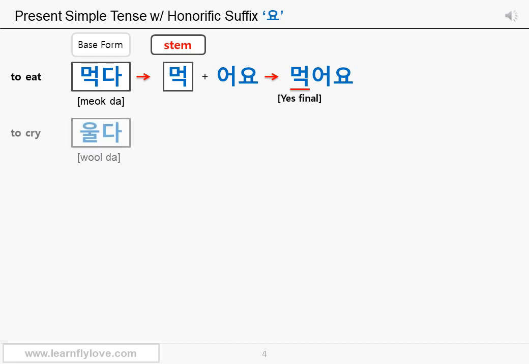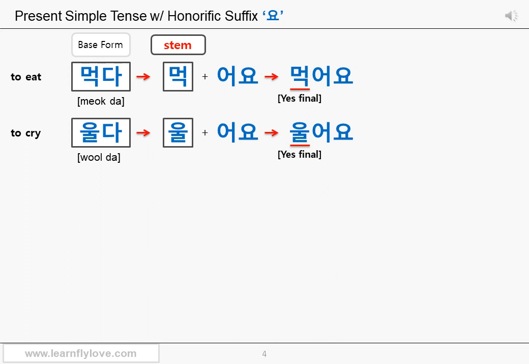Next one. The base form of the verb to cry in Korean is 울다. The stem is 울. Because it has the u vowel, you add the ending 어요. And the last letter of the stem, 울, has a final consonant l. So you cannot combine the stem 울 and the sound of the ending 어요.